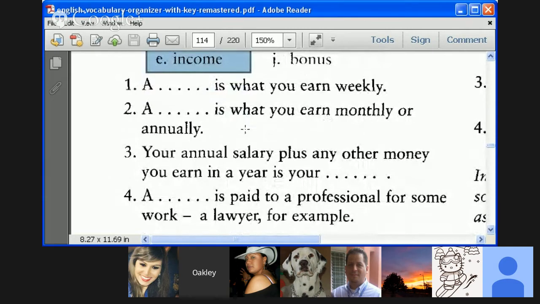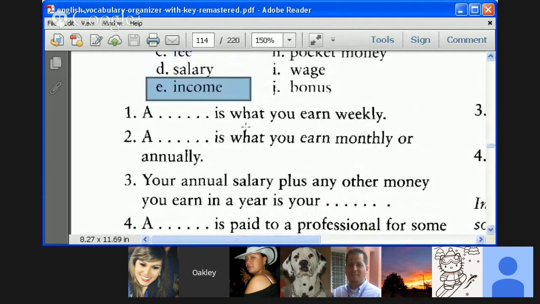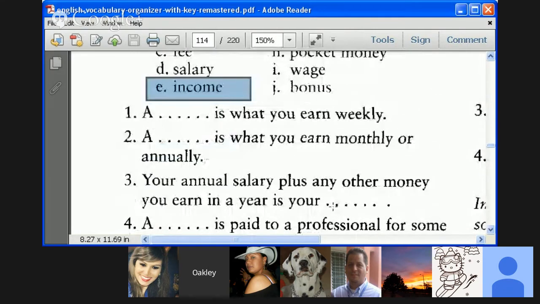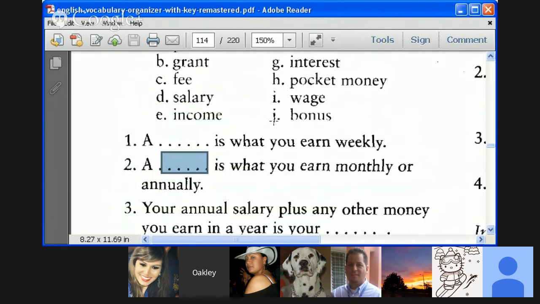Yes, Max? Why not an income? Mistake, I guess. Okay. Actually, you're right. It's actually next. Oh, we've got this all messed up. Okay. So I guess this is actually wage is what you earn monthly or annually. I get messed up because it's different for British and American. Sorry, I goofed that up.